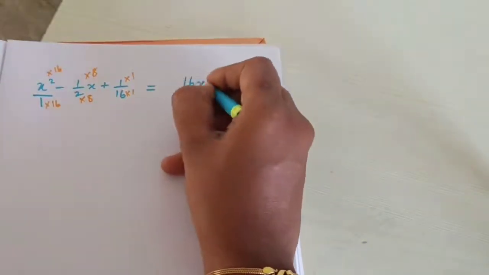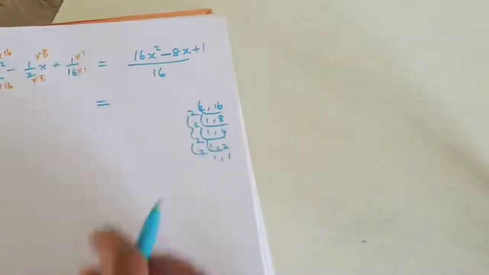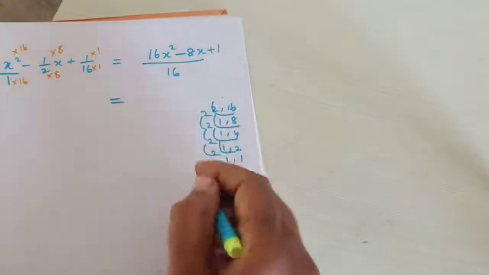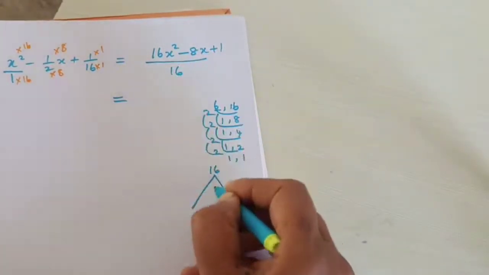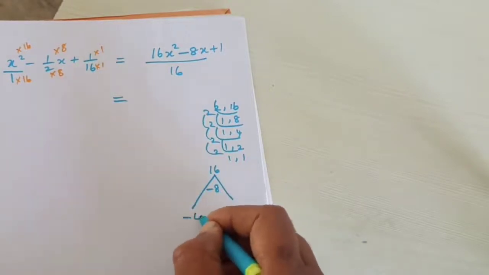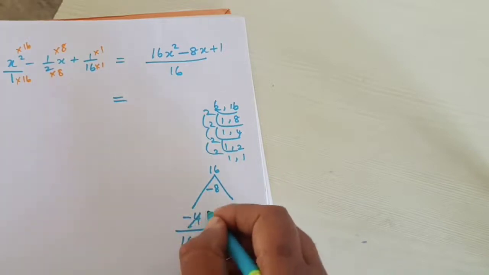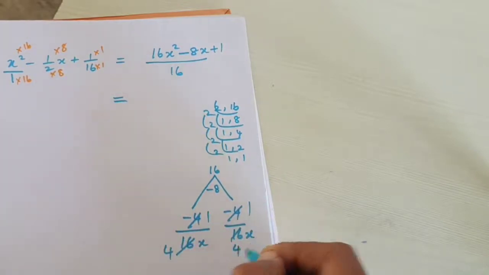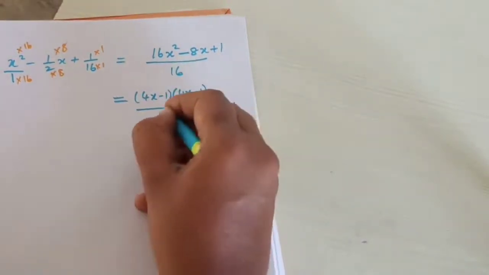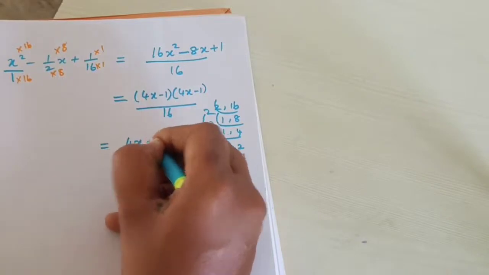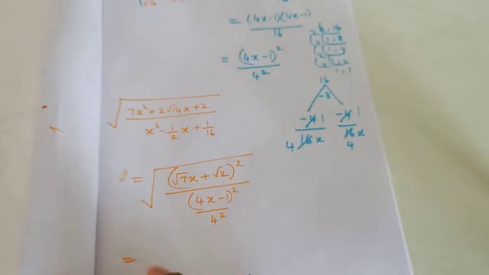So 16x square minus 8x plus 1, which is equal to, here see the factors. Since it is a quadratic polynomial, no? So 16 and minus 8. Guess the numbers. Minus 4 divided by 16x, divided by 16x. Cancel it. And 4. So 4x minus 1 into 4x minus 1 by 16, which is equal to 4x minus 1 the whole square by 4 square. Listen here, the final step.